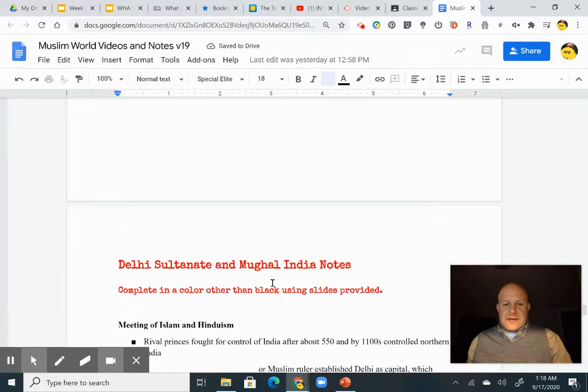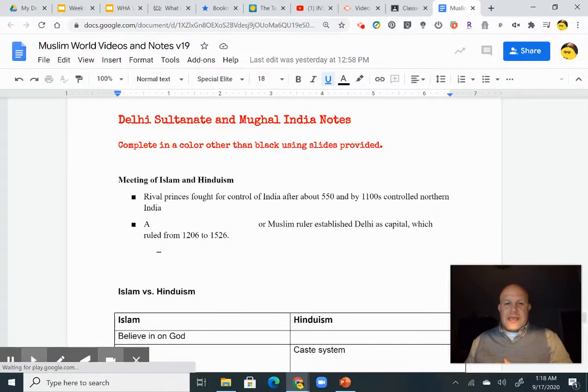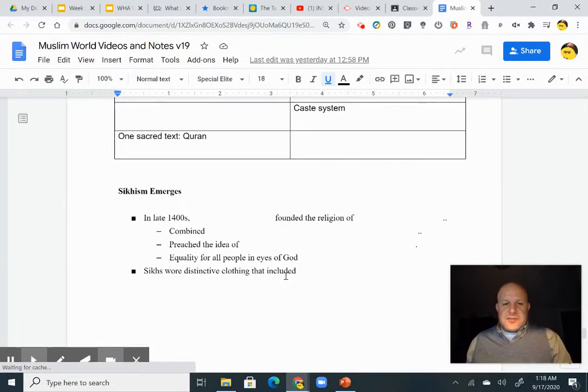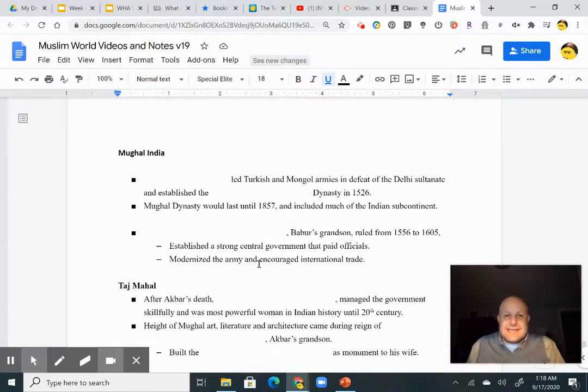We're going to write in a color other than black. I'll be following along with a slide show with some notes here about the emergence of the Delhi Sultanate, and how the Sikhs, the Hindus and the Muslims interact in India.